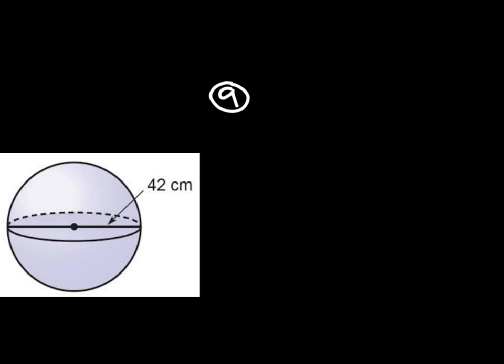And once again, for question 9, we are asked to find the volume of another type of 3D shape. And as you should be able to see, this 3D shape is called a sphere. To find the volume of this sphere, we look at our formula sheet and we see that the volume is equal to 4 over 3 times pi times our radius cubed.